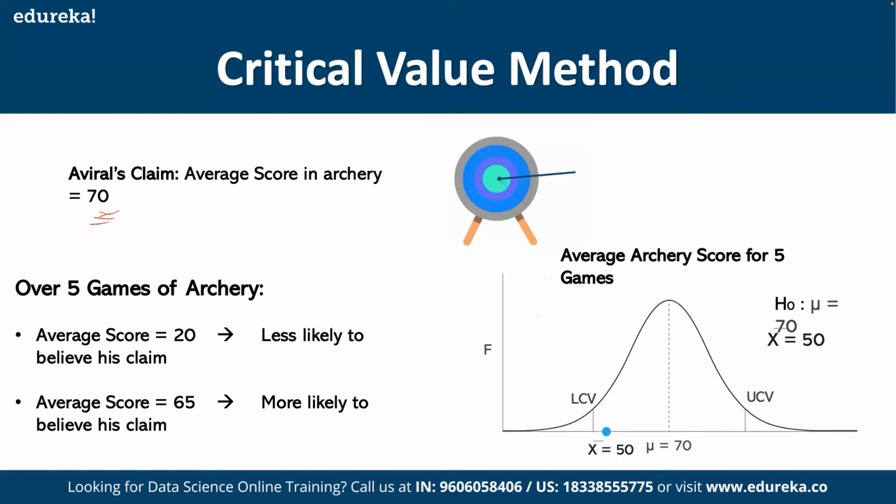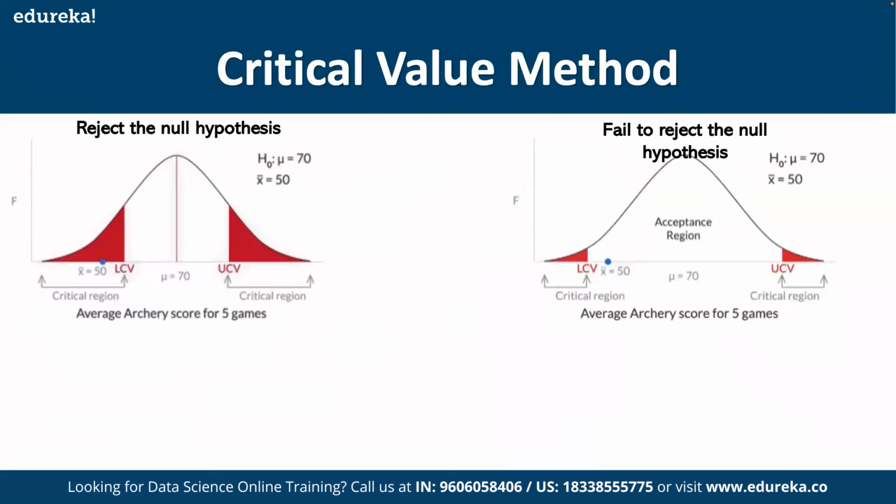Now, based on the values that we have got, we are going to see where exactly the value would lie, whether it lies less than the lower confidence value or greater than the upper confidence value. In such a scenario, we fail to reject the null hypothesis. So in this example, we fail to reject the null hypothesis because it is present in my acceptance region. If I have any value in the acceptance region, then in such scenarios, we fail to reject the null hypothesis.